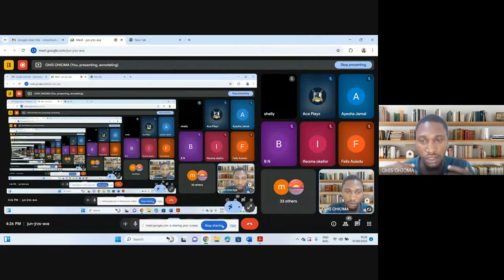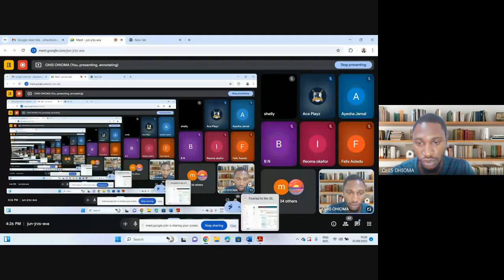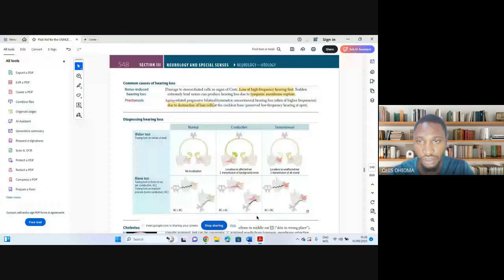And so when they degenerate, the patient isn't able to hear very high frequency sounds. Unlike patients that have noise-induced hearing loss, that one affects more of the low frequency sounds, right? So that's actually a distinction between both of them. The pathology is what you need to know for the exam, the high yield stuff. The pathology, meaning that the hair cells are actually what is destroyed, right?